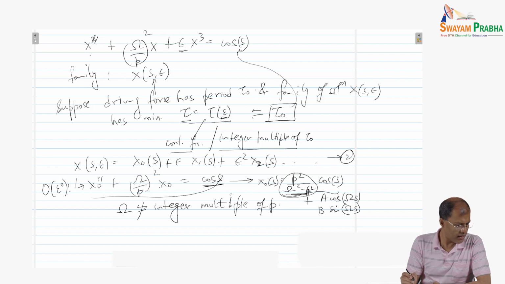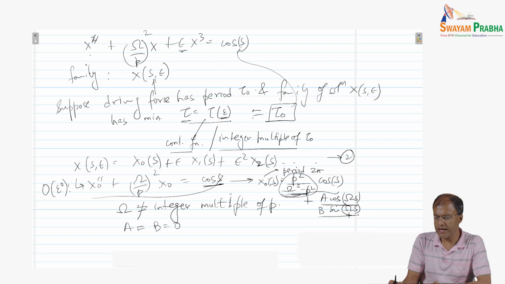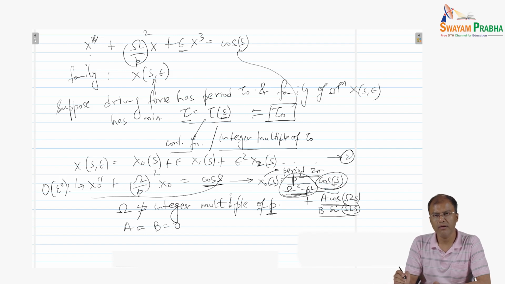What we have is that x naught has a period 2 pi, and that is only possible when a and b both are 0, because here are two terms which have a period 2 pi by omega, and omega is not an integer multiple of p. So the solution has a period 2 pi only if one term survives, that is cos s. And that brings us the first solution.